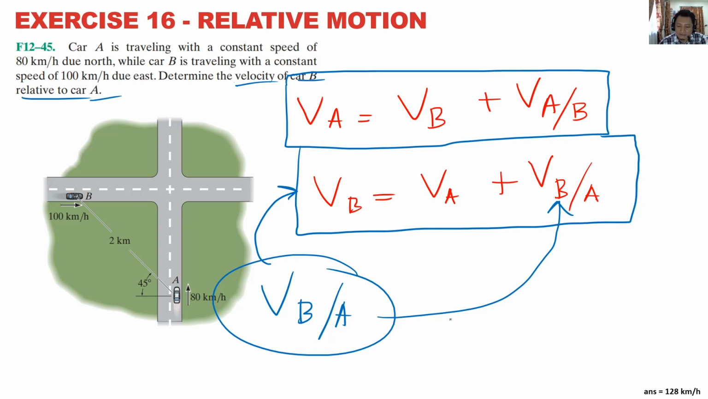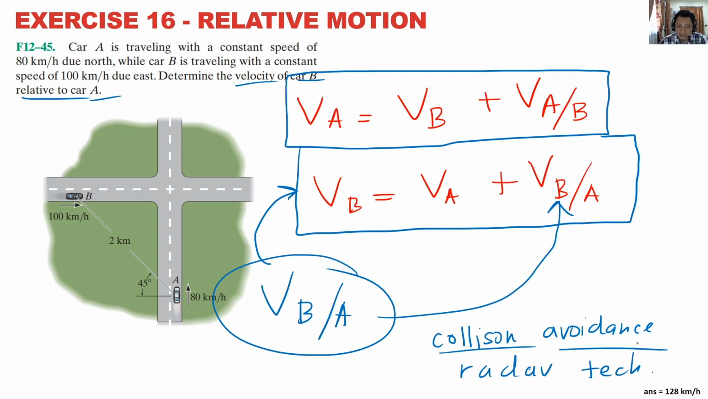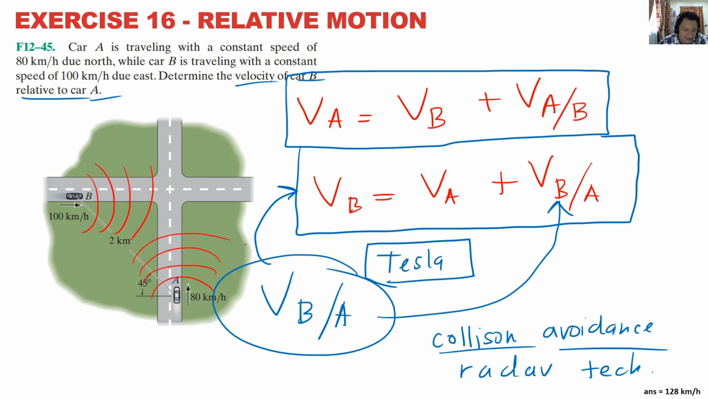So this will be very helpful if you are designing things like collision avoidance, radar technology, things like this. Nowadays, we didn't have these things, but now they have, right? Things like Tesla cars are equipped with radar already. So you have radar. You can detect moving objects around you, and they can project whether you're going to have a collision or not. So all these things are based on this, relative motion.